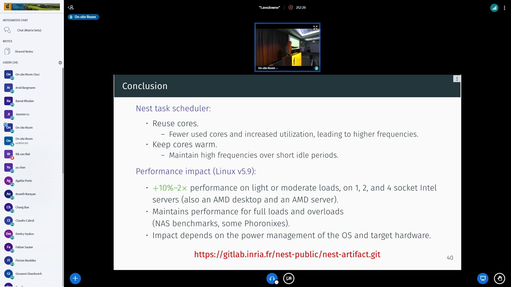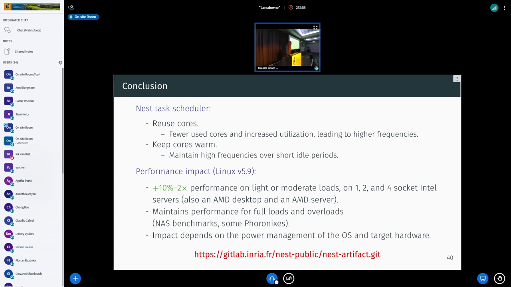Right, so there's two questions online. The first one is, would the Nest scheduler decrease the semiconductor's life? Yeah, so I think I answered that one already. In the sense that I don't know, if we use the same core for hundreds of hours, like Len says, we should just complain to the manufacturer.